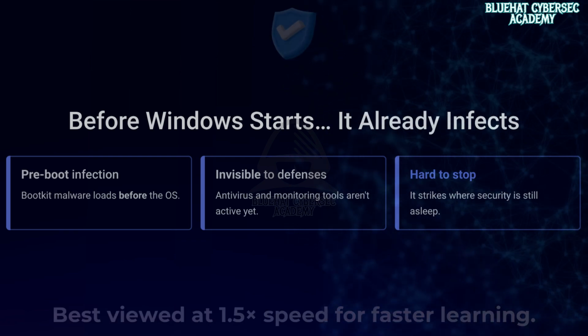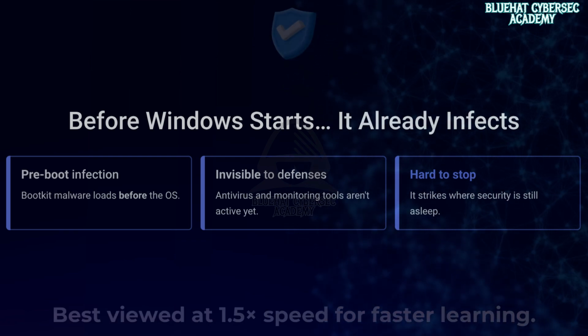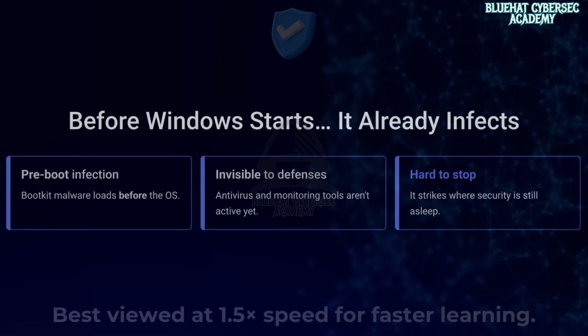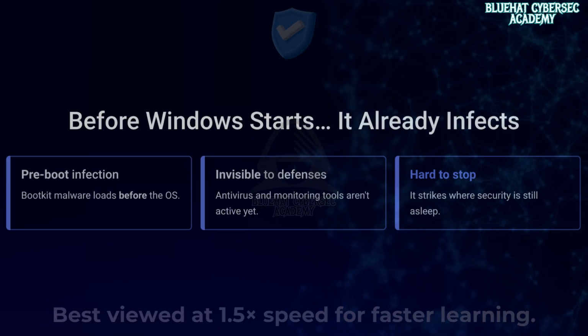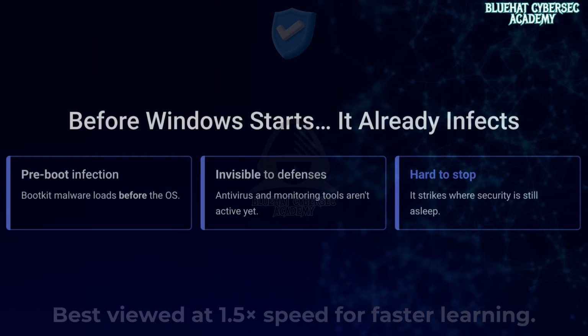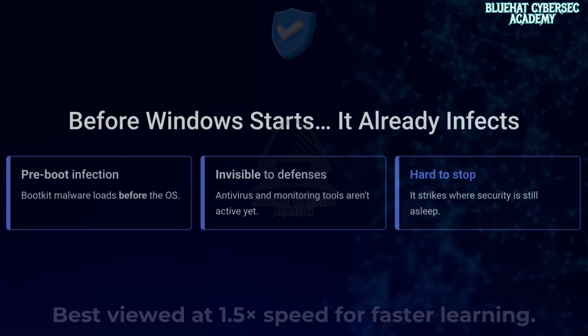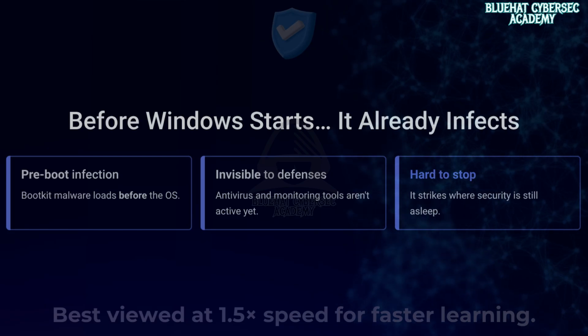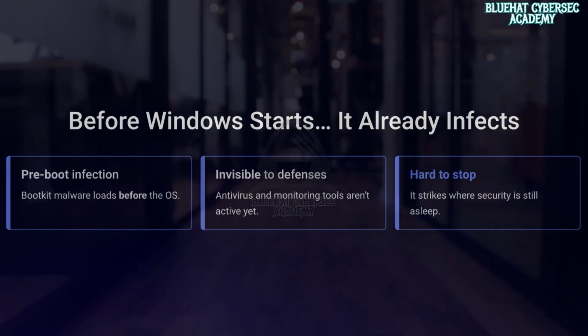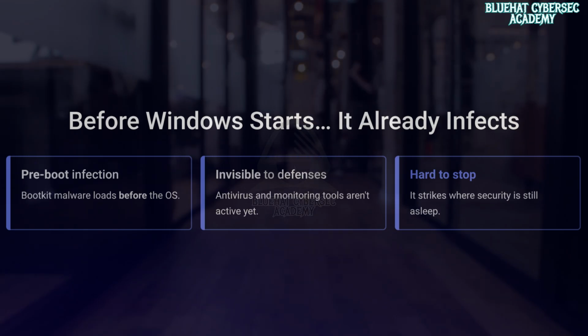The most dangerous attacks don't always begin after your system starts. Sometimes they begin before your operating system even has a chance to load. At that stage, your antivirus isn't active yet, your monitoring tools are asleep, and your security defenses haven't fully come online. Everything you normally rely on to detect threats simply isn't running. That's exactly the moment where bootkit malware strikes.